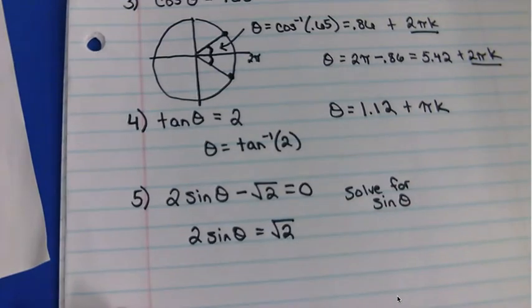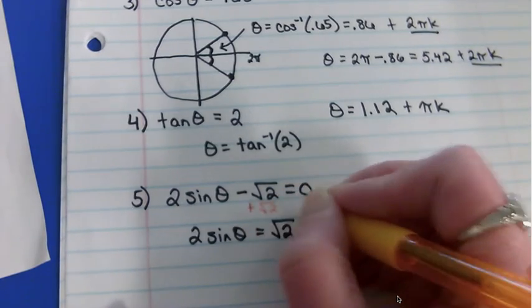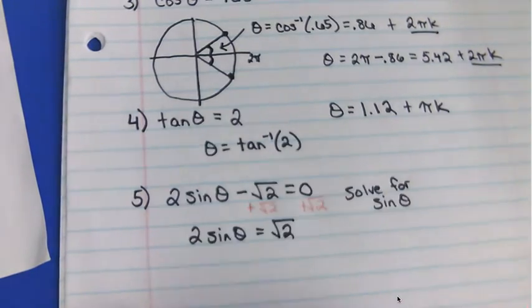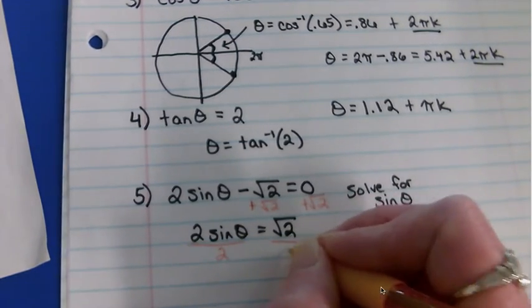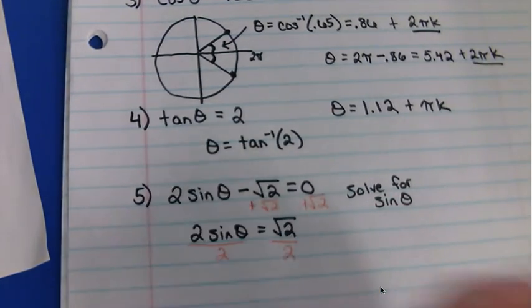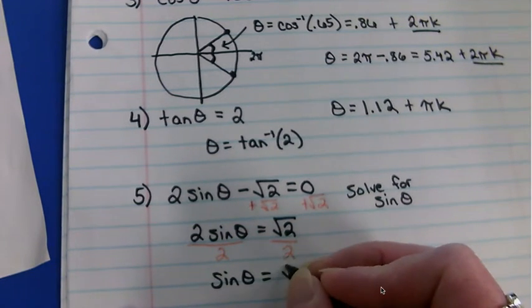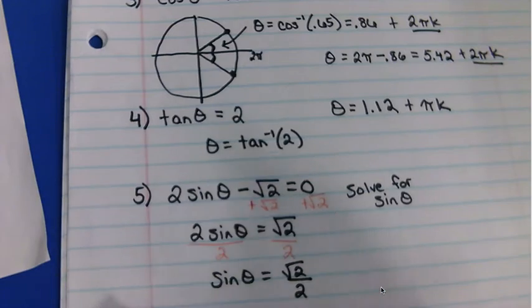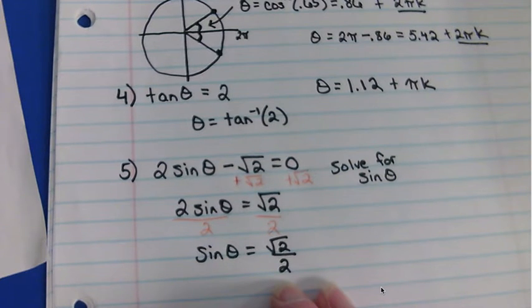So for those of you, I know some of y'all like me to show my work. Then we would need to divide by 2. Divide by 2. So we're trying to find when sine theta equals square root of 2 over 2. Take a minute if you want. Look on your unit circle. When does sine equal square root of 2 over 2?